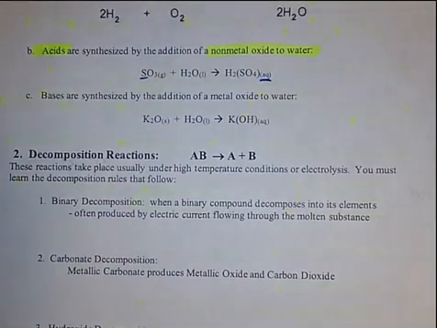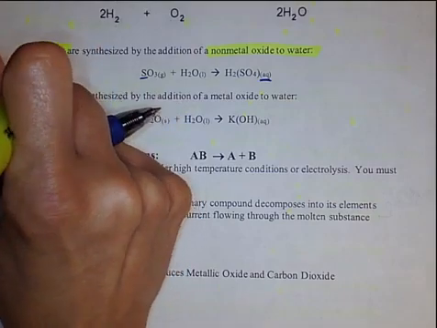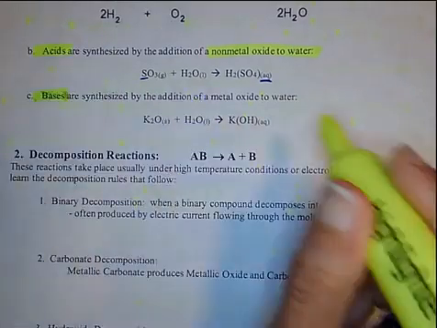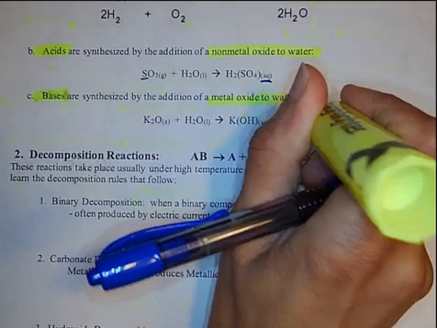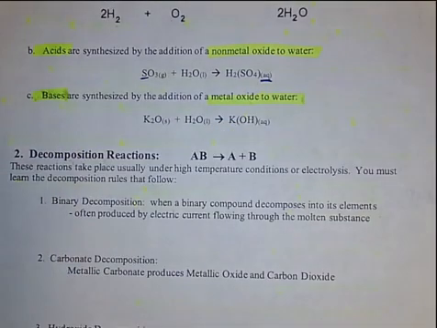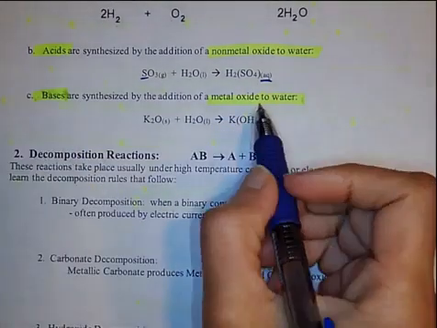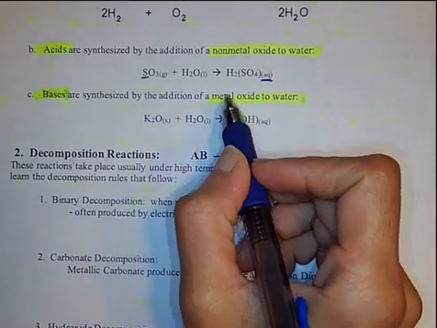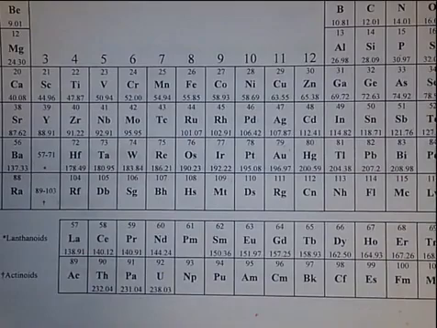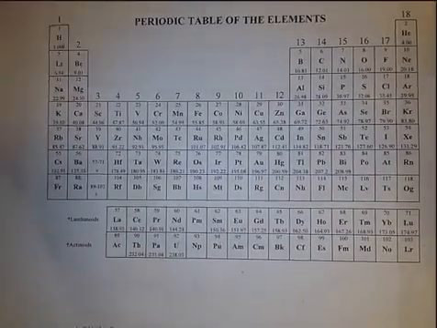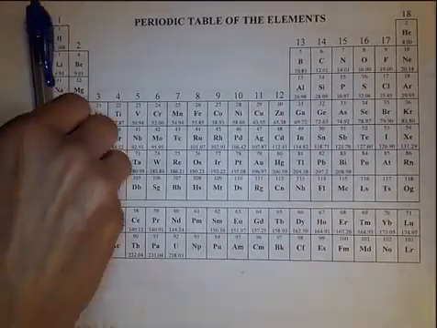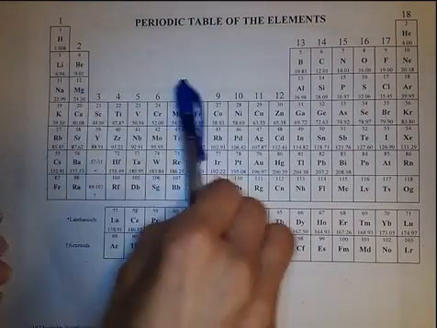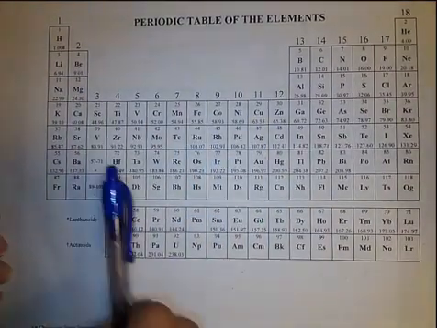Okay. On the other hand, a base will be produced or synthesized whenever you have a metal oxide that is mixed in with water. So what that means is, again, you have oxygen that is present, but now you have a metal. So looking at your periodic table, that could be anything from group 1, group 2, your transition metals, even your inner transition metals.